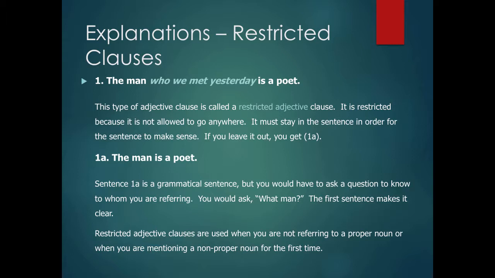So restricted adjective clauses are used when you are not referring to a proper noun like Paris or France or English or French or any particular person by name, or when you are mentioning a non-proper noun for the first time. Okay? So here in number one, we are mentioning the man for the first time. If I were to go on and continue to talk about the man and use adjective clauses, then I could use commas, and we'll get into that later.